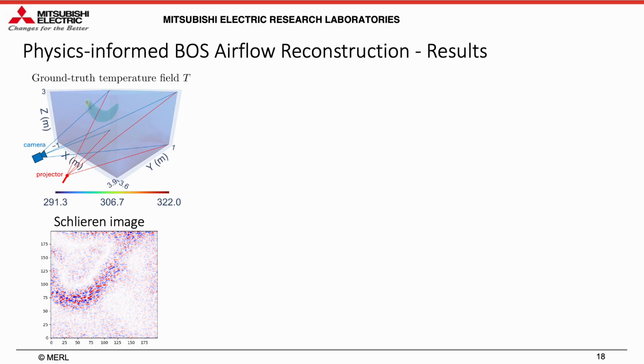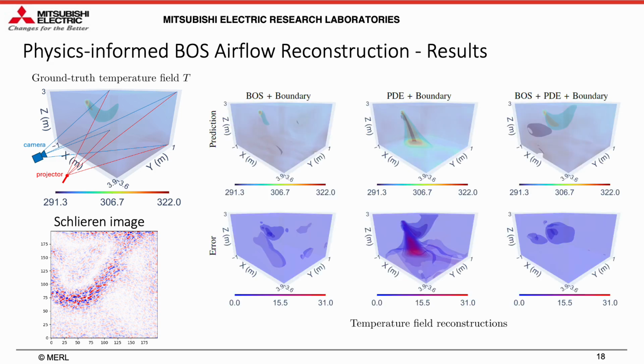On the left-hand side over here, you see the ground truth flow, as well as the locations of the camera and the projector, and the corresponding camera Schlieren image. And in the three columns on the right-hand side, we show the reconstructions corresponding to minimizing only the BOS plus boundary loss in the left column; reconstruction with only the PDE loss, as well as the boundary loss, in the middle column; and then the reconstruction using our proposed formulation, which combines the BOS, PDE, and boundary losses. And on the bottom row, you can see the error plots in the field.